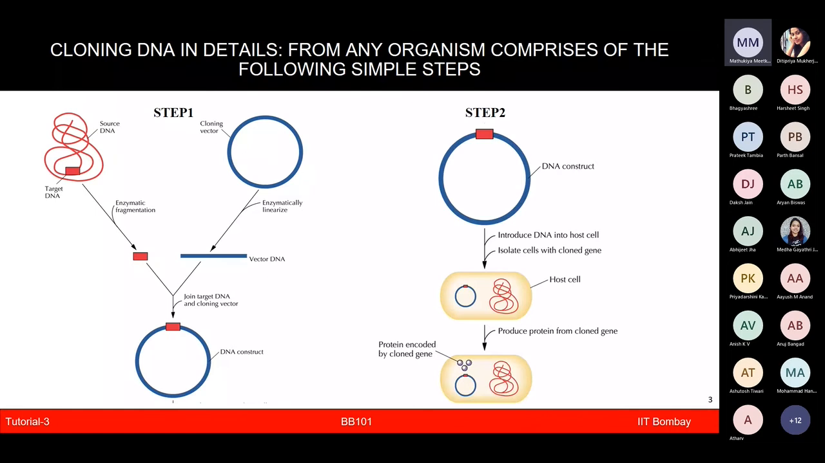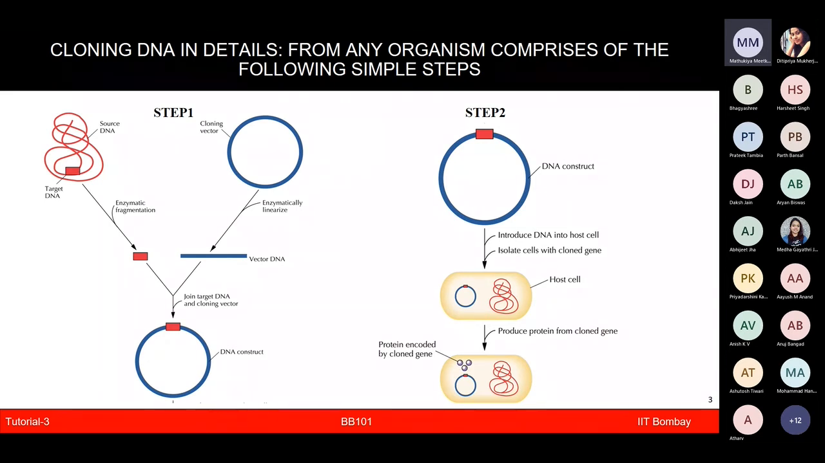So the next step is that now we have created this DNA construct, which is basically an amalgamation of the source DNA and our vector, right? So we call it the recombinant DNA. Now we need to introduce it into the host cell, generally bacterial cells, or in some cases phage viruses, and in some eukaryotic cells as well, if they are highly engineered.